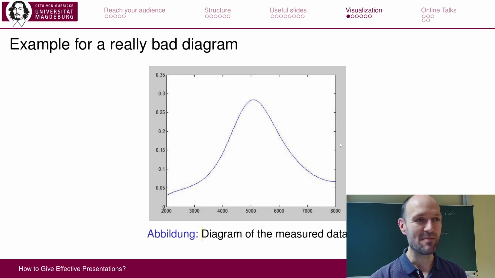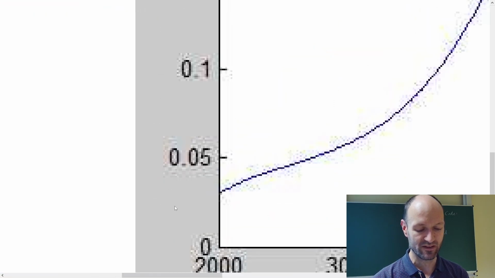Then we have this gray background. No one knows why this is there. The gray background probably comes from the fact that it's a screenshot from MATLAB. The numbers are very small. And if I zoom in, you can also see that the quality is not very good, because it's a raster graphic that consists of single pixels, which cannot be arbitrarily scaled without loss of quality.